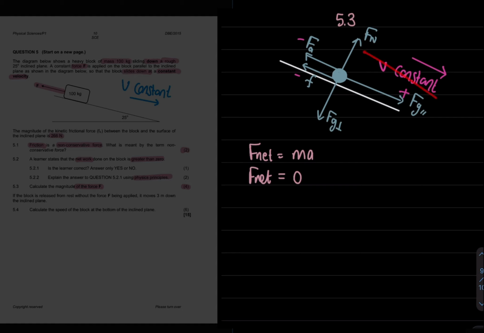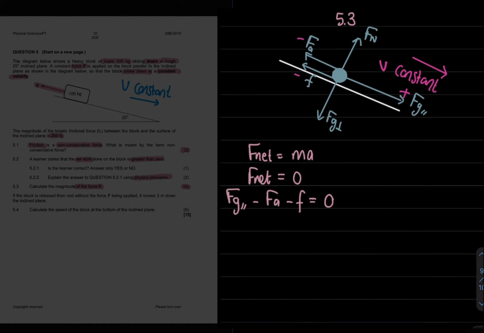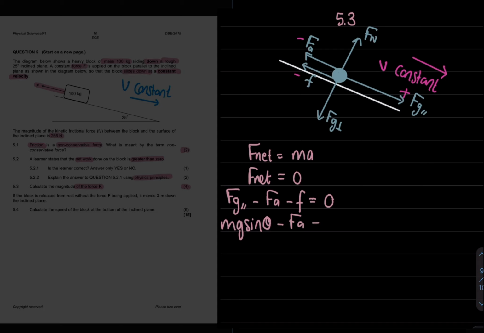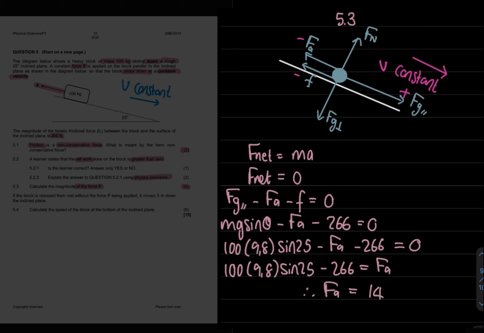The forces working in my direction of motion are my FG parallel, the friction, as well as my applied force. Now remember, for the FG parallel, it is mg sine of theta. Remember that this S in sine stands for the slide, and therefore it is the FG parallel because that is what causes things to slide down an incline. The frictional force was given as 266 Newton. Which gives us an applied force of 148.17 Newton.